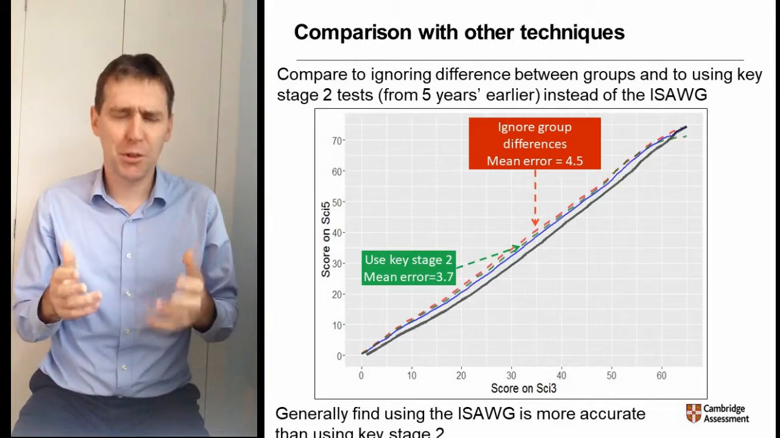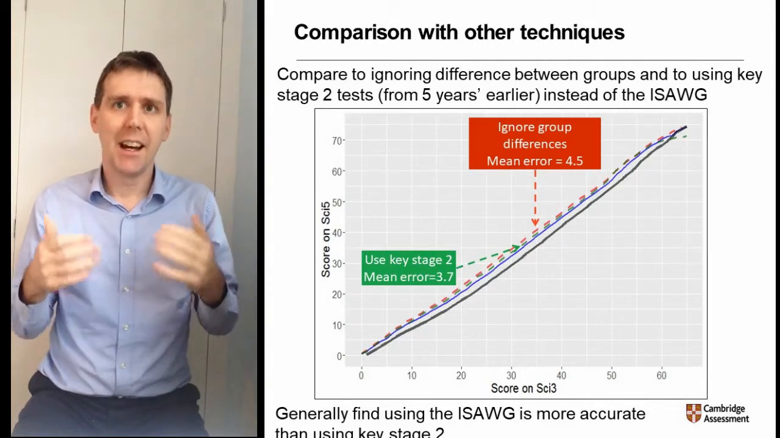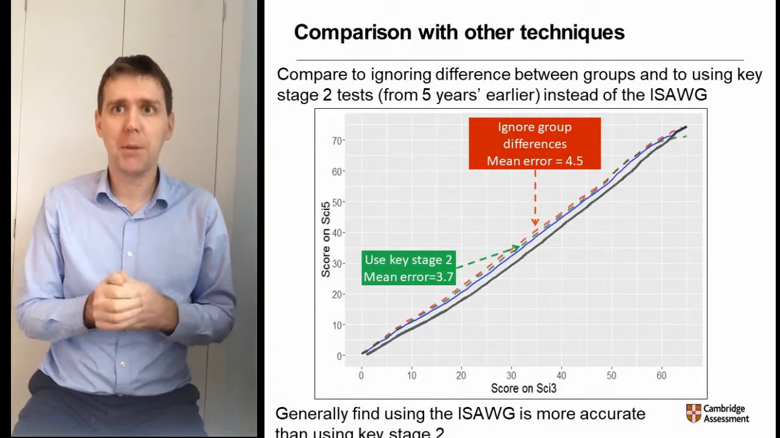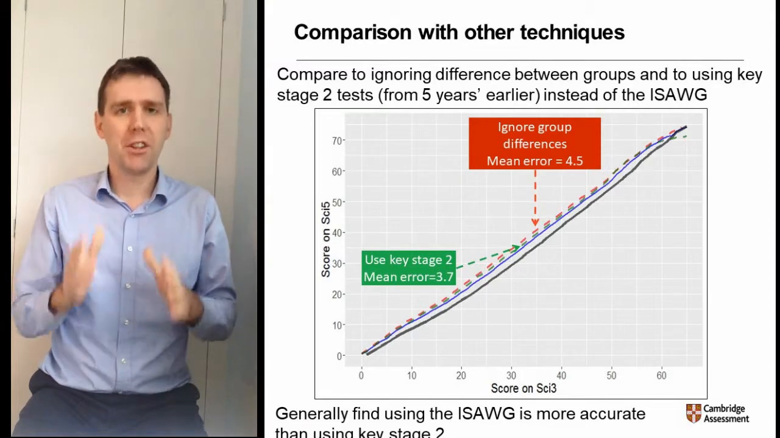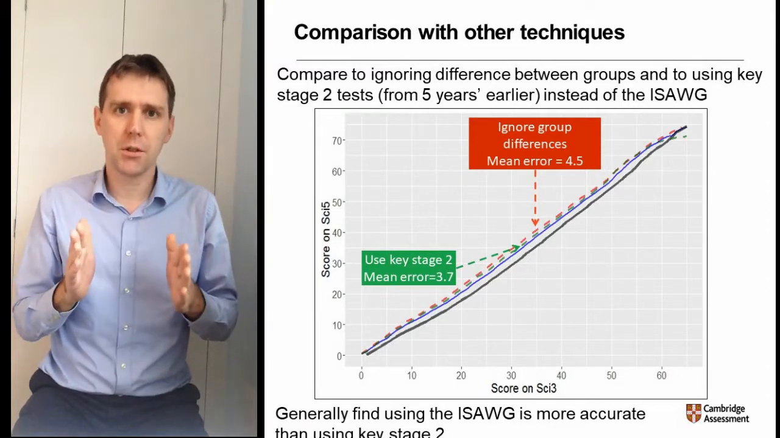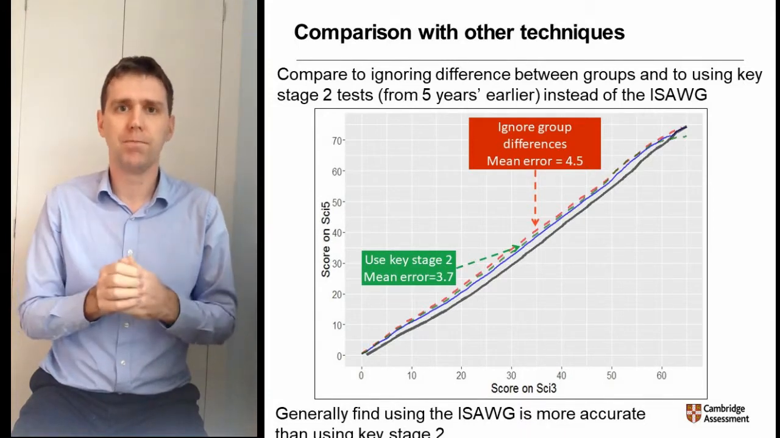So I've only shown the results for one pair of assessments here. Results for more pairs, and looking at other methods of doing this same problem, can be found in the conference paper on our website. However, one thing we consistently find in all those results is that using the ISORG leads to more accurate results than using Key Stage 2.